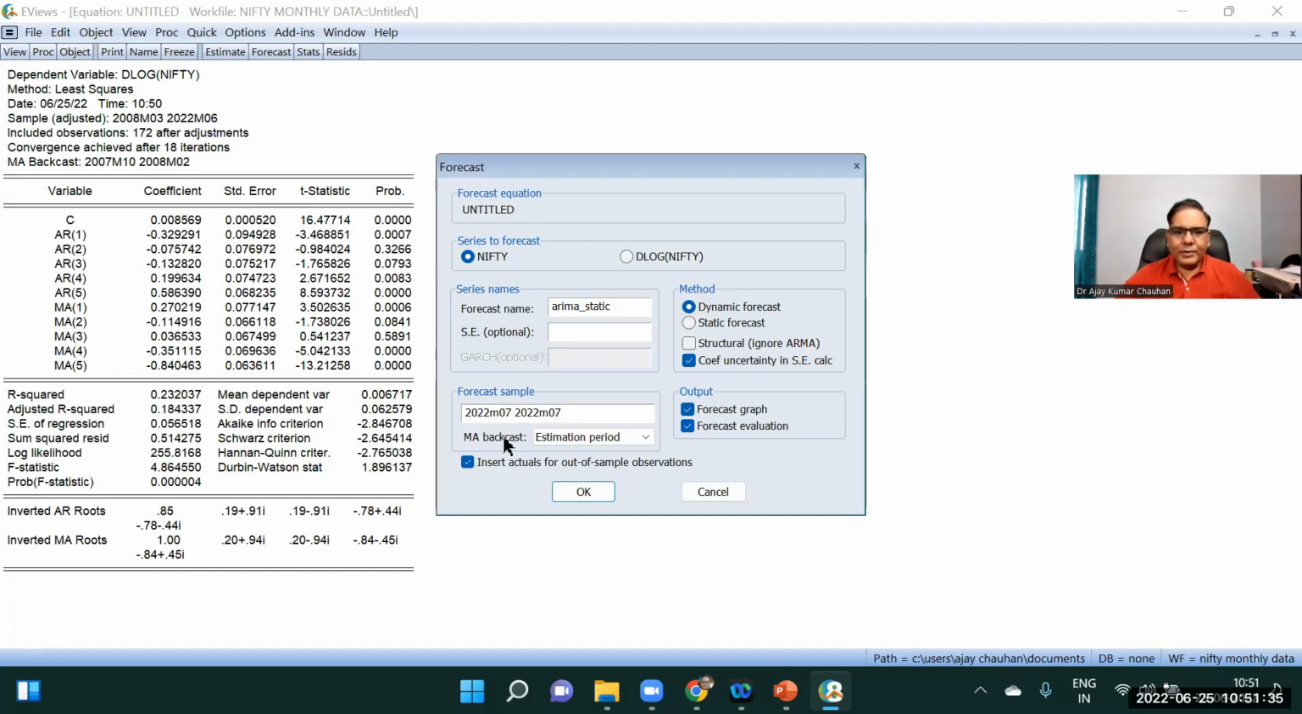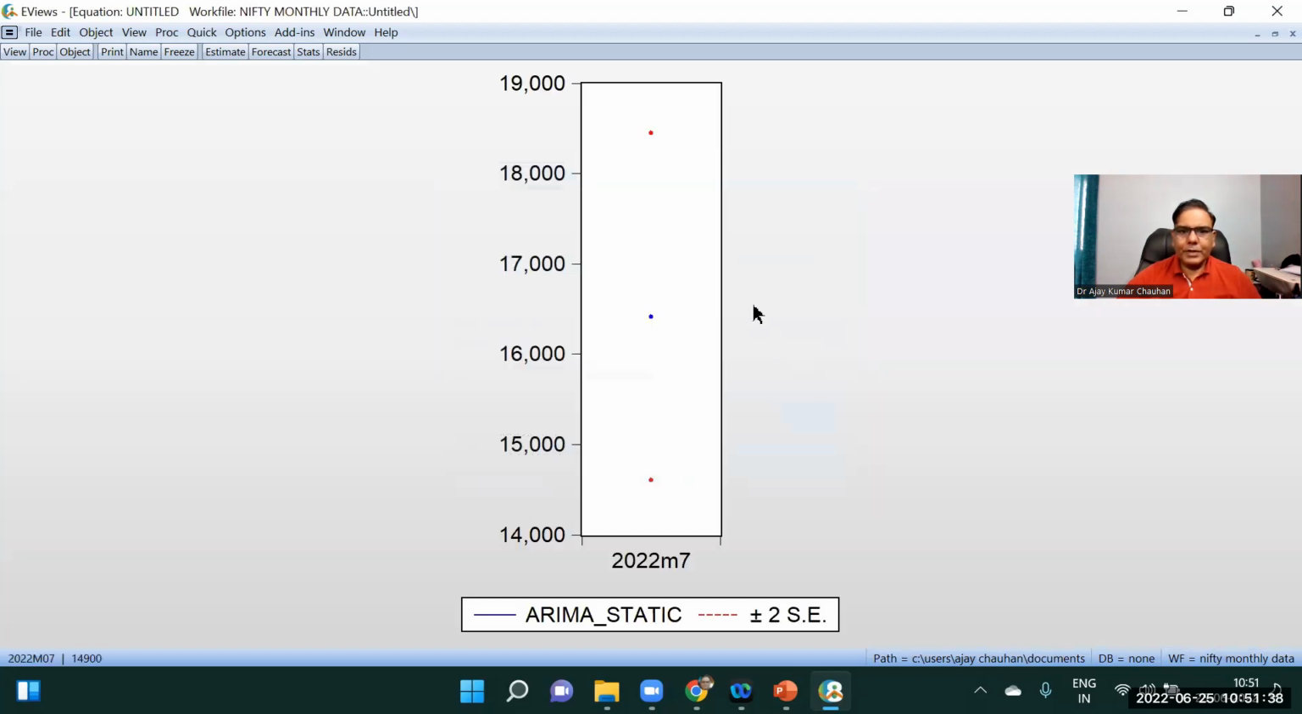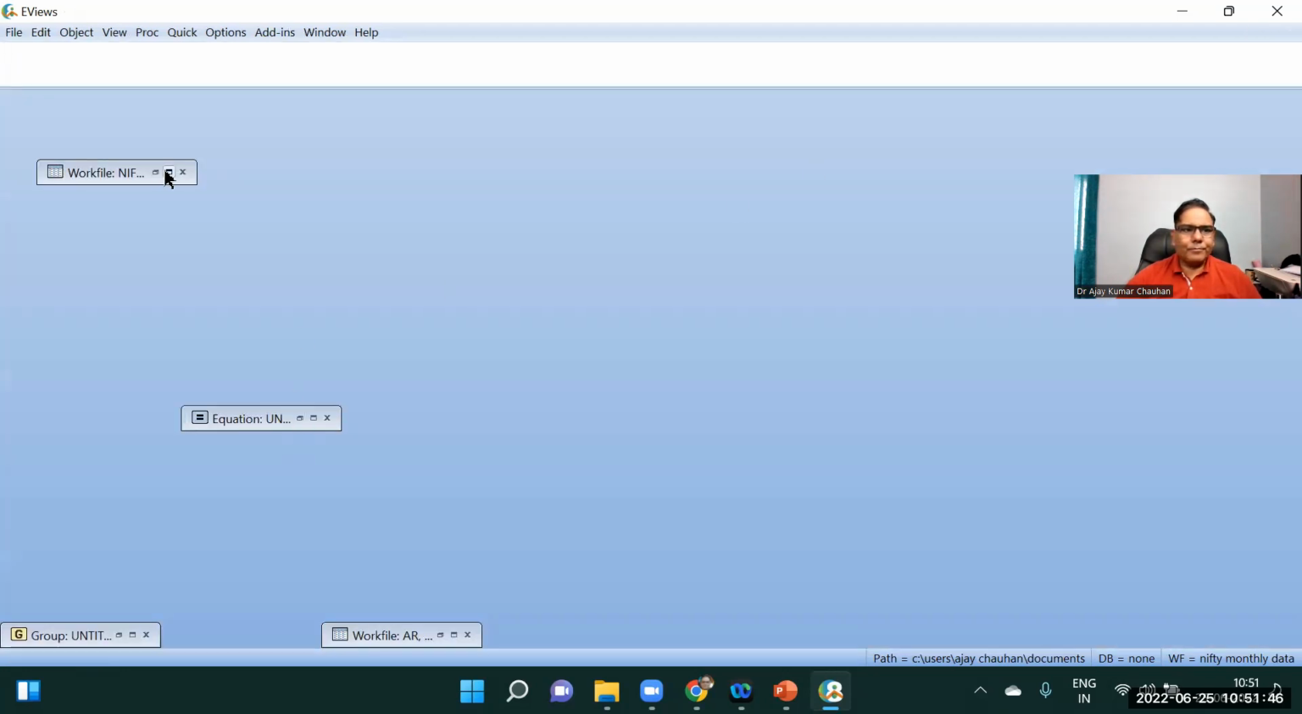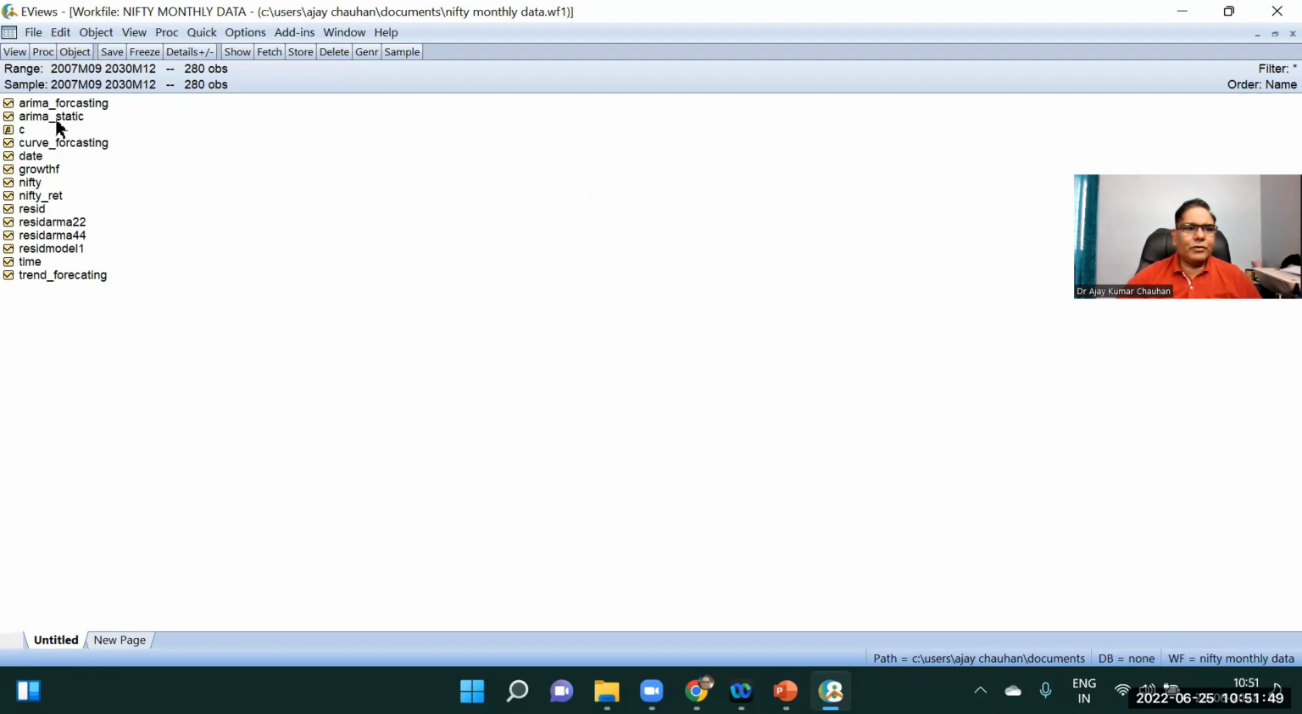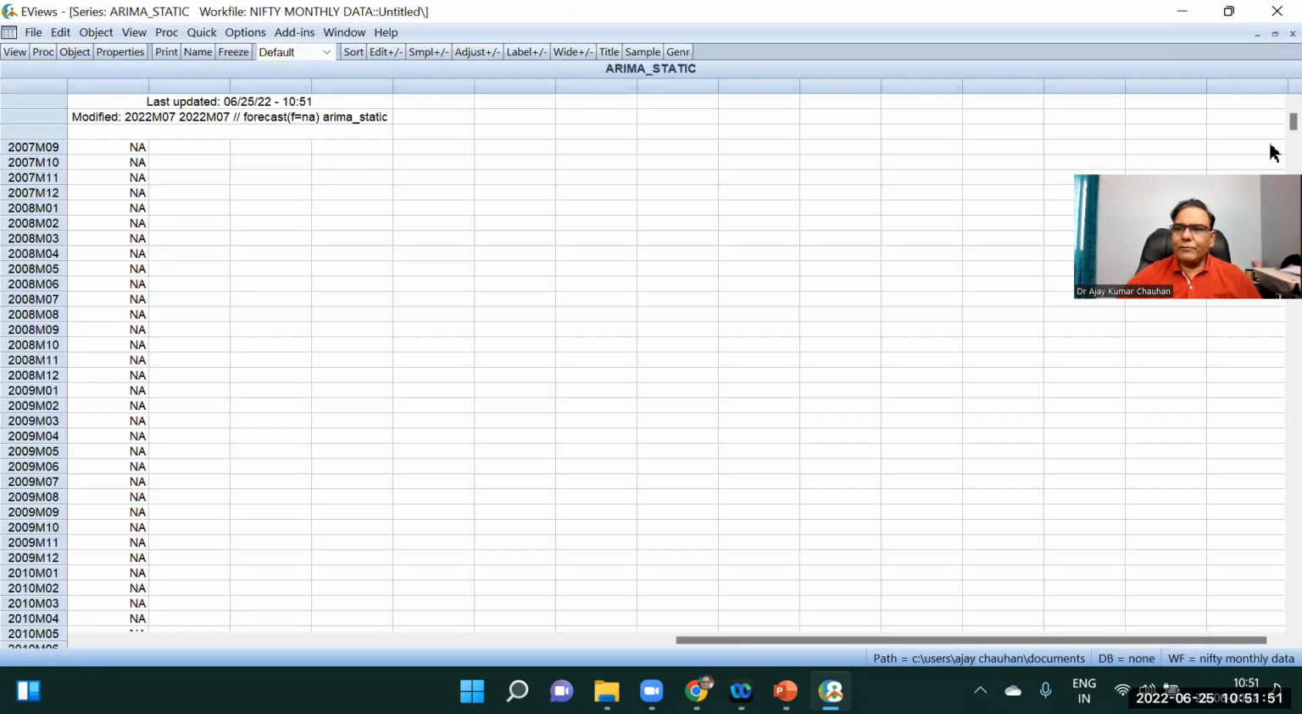So the forecasted value for July is this. And you can see that in ARIMA static forecasting, it will give you only a single value for the next month. In July, the Nifty can touch 16,413. So this is the next month forecasted value for the Nifty, the average value of Nifty which should be there. So you can do a one period forecast and a dynamic forecast with the help of ARIMA forecasting.